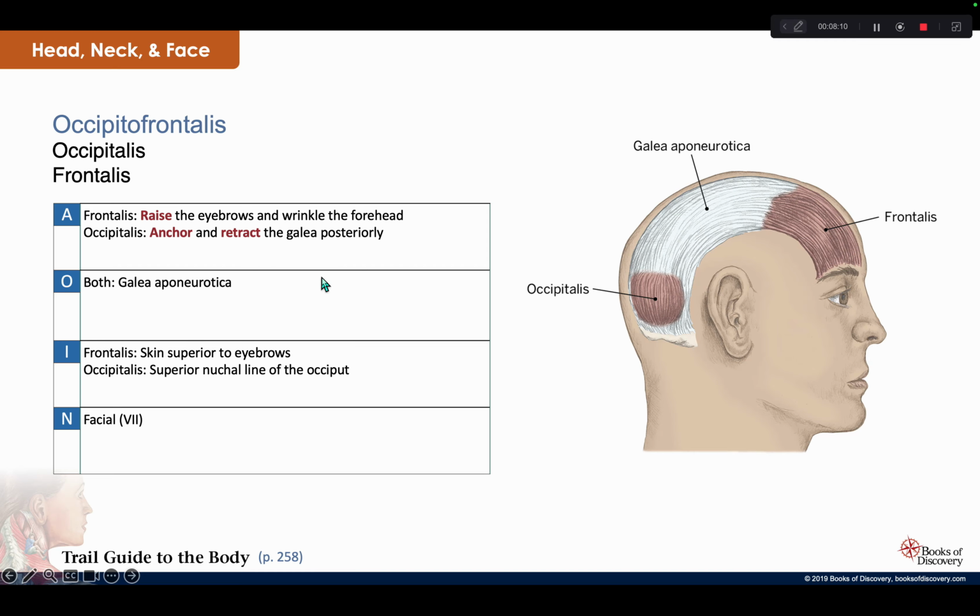Inserts, so they both start at the galea aponeurotica, the tissue between the two. The frontalis inserts onto the skin above the eyebrow, superior to the eyebrow. Your occipitalis is going to run down and connect to the superior nuchal line of the occiput, another muscle that is attached at the occipital ridge there.